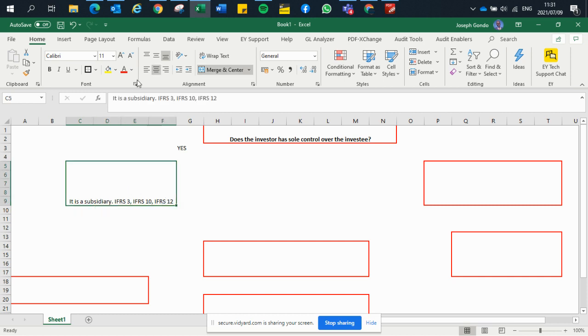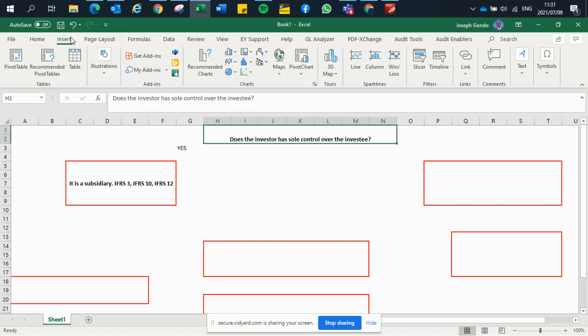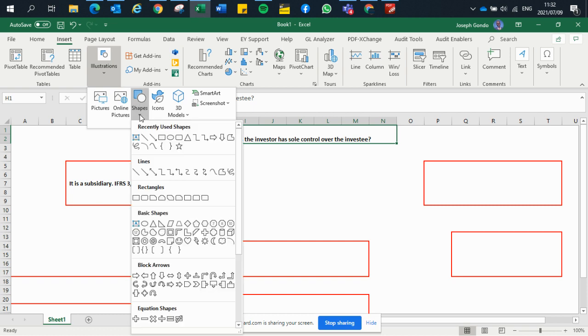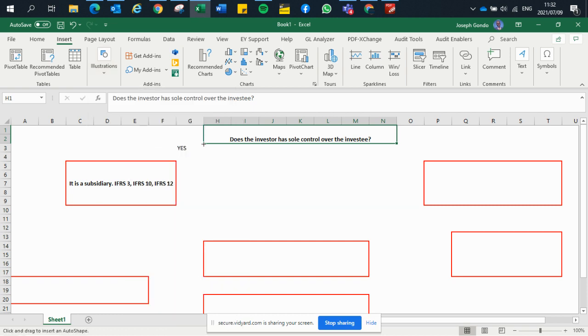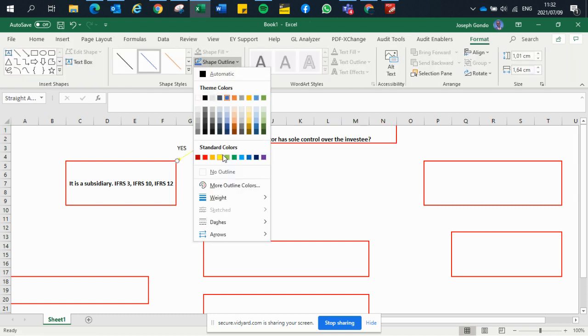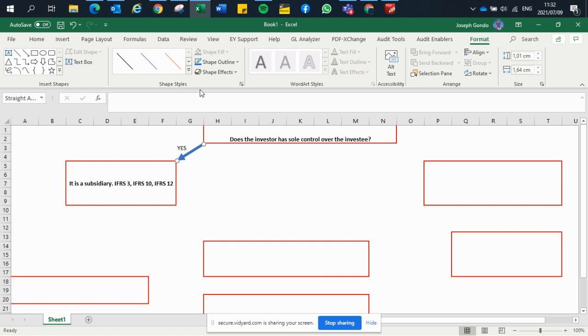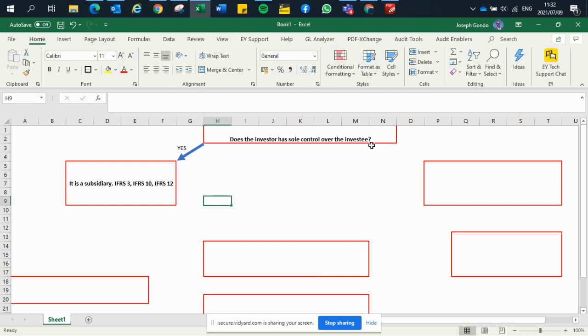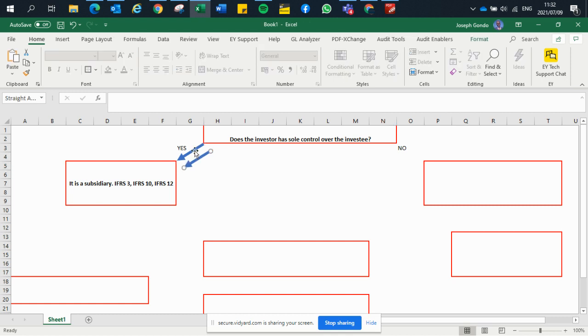Okay, so that is the first question. The question is, does the investor have sole control over the investee? And we said the answer is yes, the investor does have sole control over the investee. So the investee is the subsidiary of the investor. What if the answer is no? If the answer is no, you have to ask yourself another question. What will be the question this time?